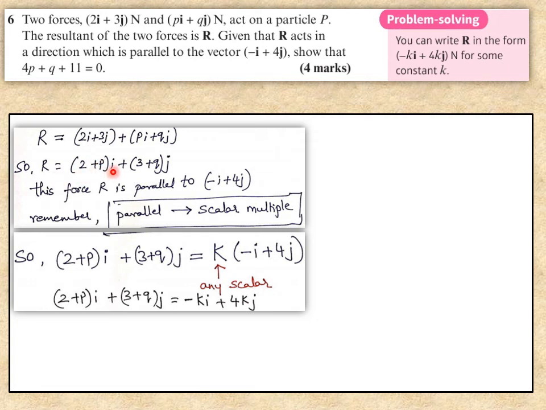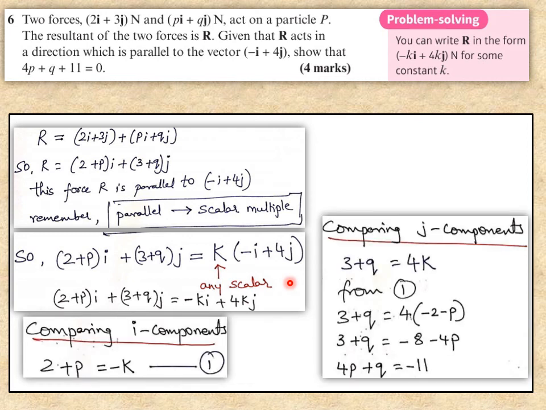I just took I component and J component separate. This force R is parallel to this. Remember, parallel means scalar multiple. That's why I took a K. So all of this equal to K times the other vector here. Okay, K is any scalar. And now you open the bracket and you know that now we can take the I component separate, the J component separate. See, if I compare the I component, 2 plus P equals to this I component, minus K. Comparing the J component, it is 3 plus Q here. The J component here is 4K.